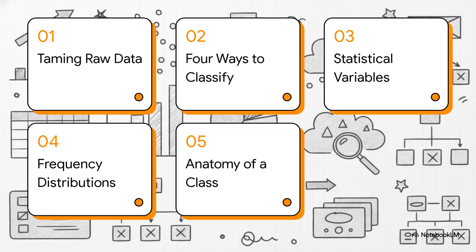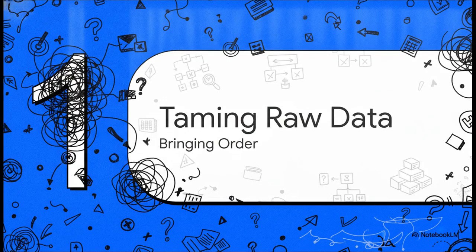First, taming raw data chaos. Second, 4 distinct ways to classify that data. Third, understanding statistical variables. Fourth, building frequency distributions. And finally, dissecting the anatomy of a class. Let's get moving. Starting right off with Section 1, Taming Raw Data Chaos, bringing order to the unclassified.